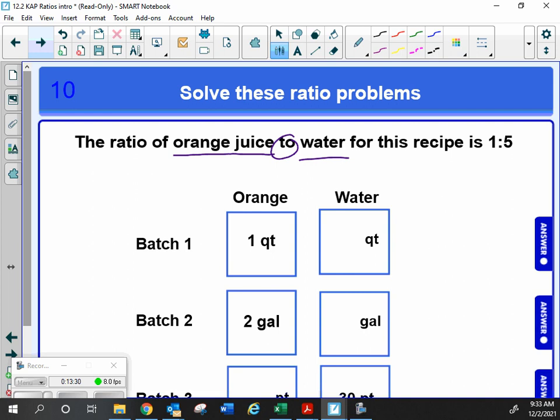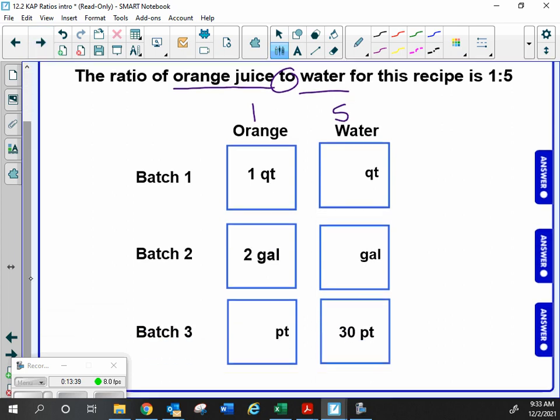So for every how many oranges? For every one orange, there are 5 things of water. Okay, so if I have 1 quart of orange, how much water should I have? 5, because it's that same ratio. But if I have, well, no, it's still fine. If I have 2 gallons, that's going to be 10 because this is times 2. This should be times 2, so that should be 10 gallons. That's actually not right.